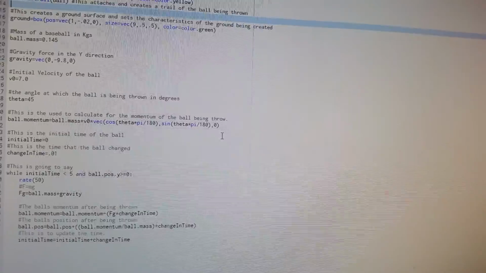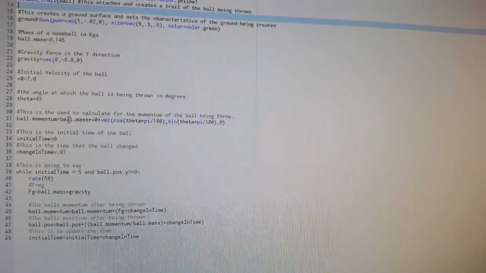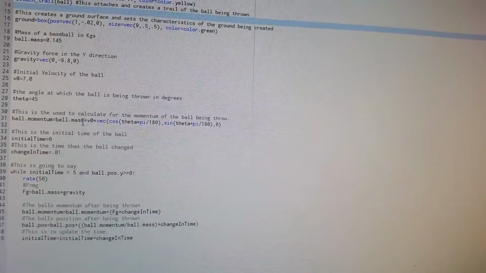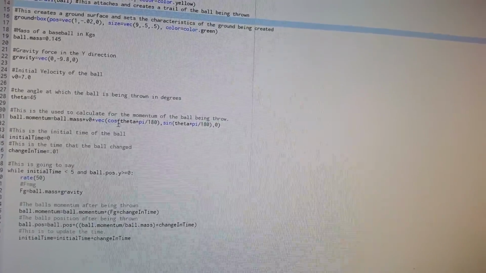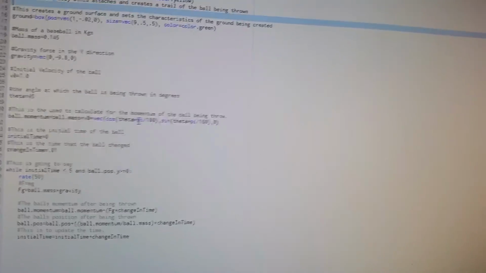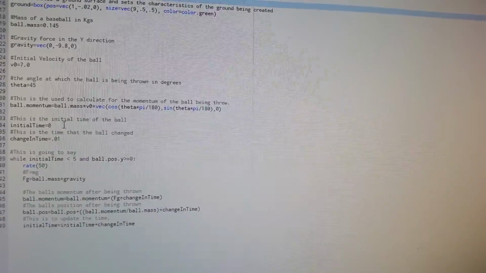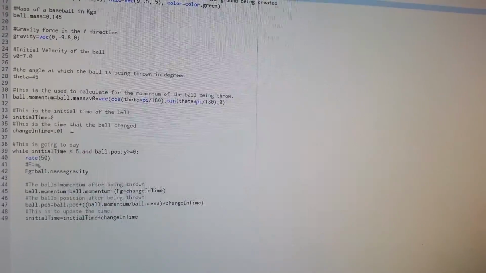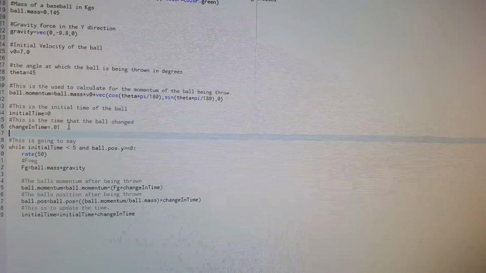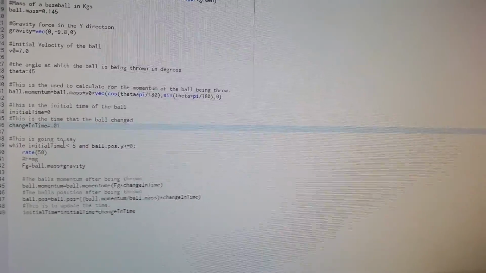And right here I'm calculating my momentum, which is the mass of the ball times the initial velocity times the vector of the theta, and this is where it's being converted, pi over 180. And this is where I set my initial time variable. The change in time is right here. And then everything is going through my while loop.